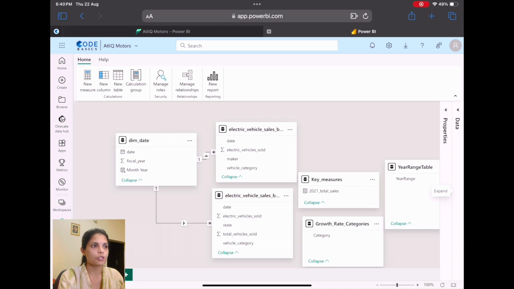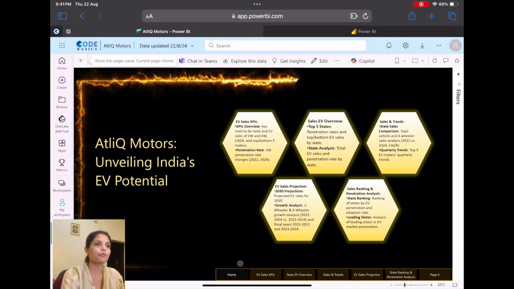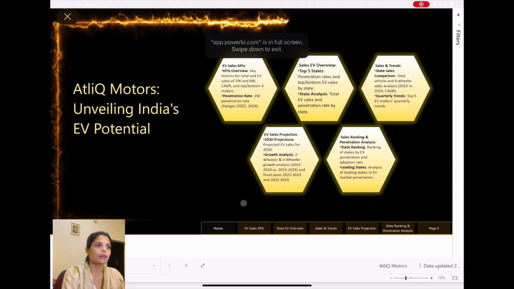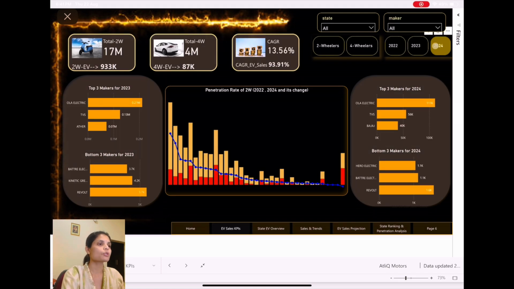To begin this project, I imported the necessary data from CSV files and transformed it in Power Query Editor. Following that, I created a star schema in the data model with fact tables in the center and dimension tables surrounding them. Now let's move to the dashboard. On the home page, you will find an overview of all the pages included in this analysis. Coming to our first page, we have three KPIs showing total vehicle sales analysis and CAGR.